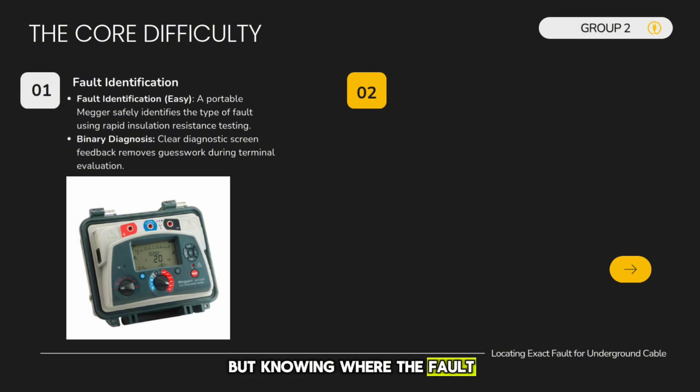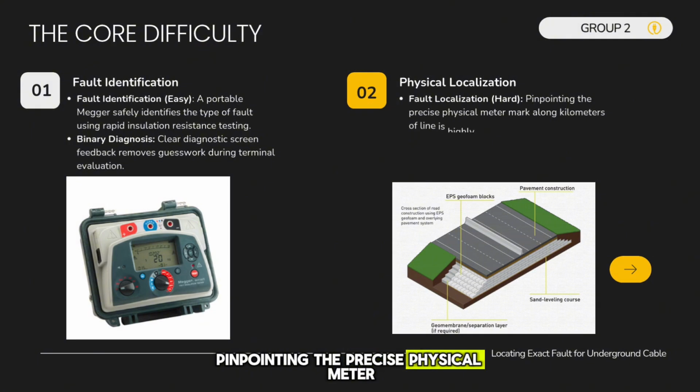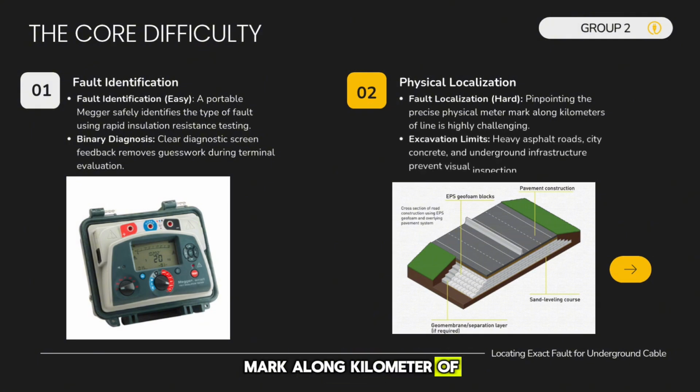But knowing what the fault is doesn't tell us where it is. This brings us to the right side of the slide. Fault localization, which is incredibly hard. Pinpointing the precise meter mark along kilometers of buried line is a massive engineering challenge. Unlike overhead lines where you can drive by and visually spot a downed wire or a broken insulator, underground infrastructure is entirely hidden from view.